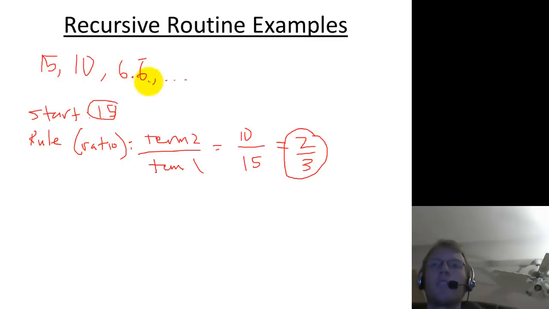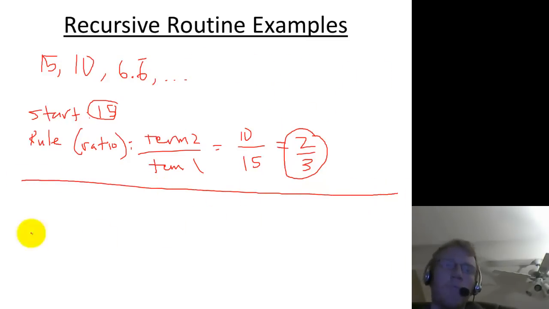To get the next term in the sequence, you would take 6.6 repeating and multiply by 2/3, and then take that answer, multiply by 2/3 again, and again, and again, to get all the different terms in the sequence. We'll do one last example.